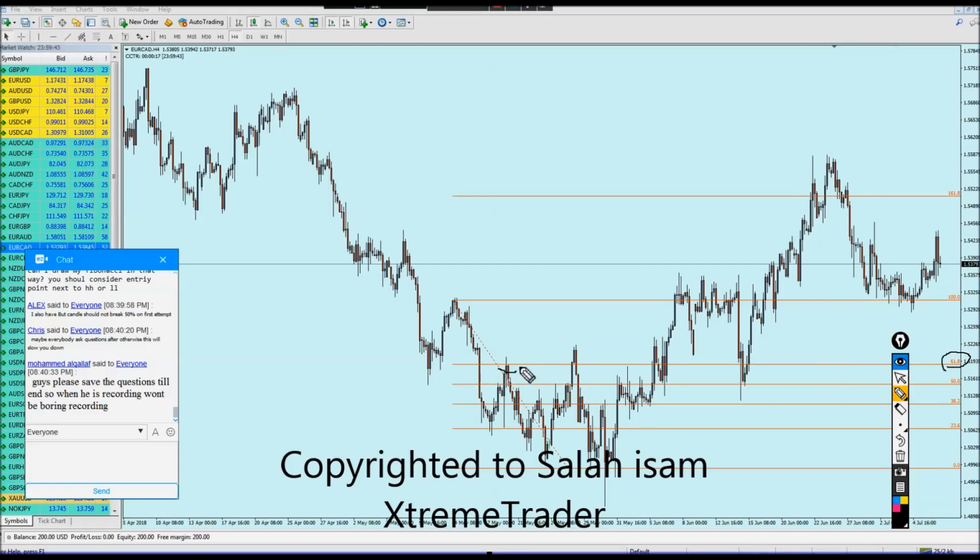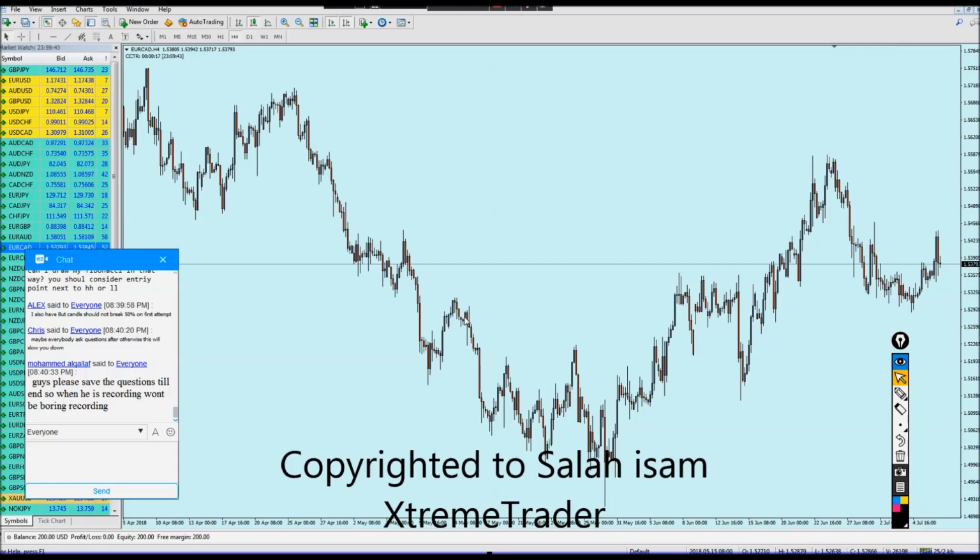61.8, great resistance happened here. Even later, it was here a strong resistance, and here it was a support. Okay, it went all the way down to 50, but still it is good as a support and resistance. You can measure your entry based on 61.8 level.